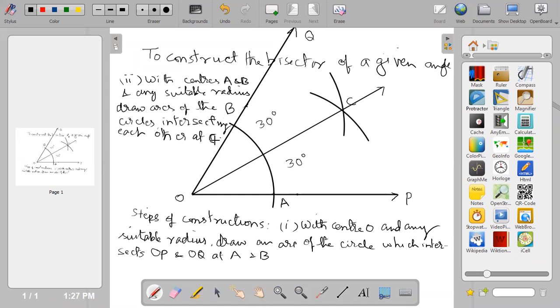And whatever we have done, we should write in our own language. So you should know somewhat about technical language, how to write for drawing a line, how to write for drawing an arc. If you know that technical language, you can write in your own words.